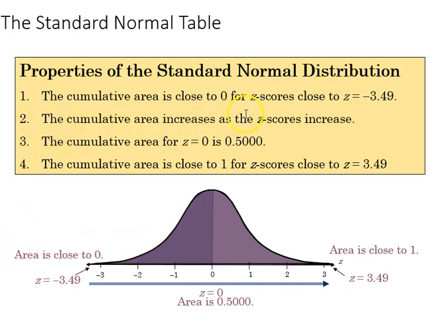Two, the cumulative area increases as the z-score increases. Right? So as we go from left to right, the z-score is increasing. And as we get to 3.49, we're close to 1. But again, it's a limit, so we never cross the line. So the cumulative area for z equals 0 is 0.5, which is the middle. So that's what we're looking at there. And the cumulative area is close to 1 over here.